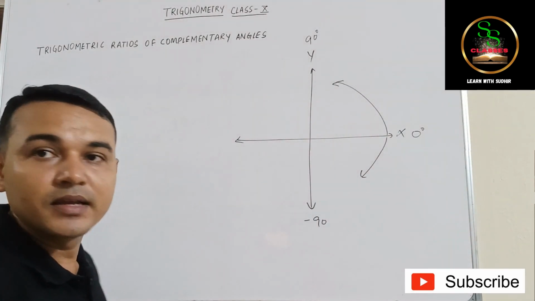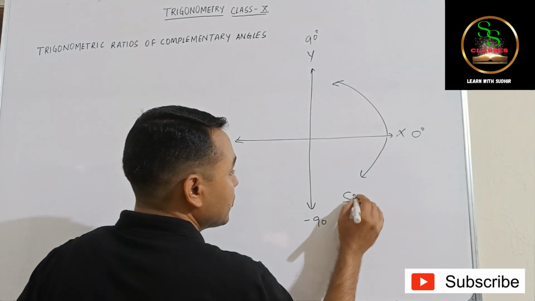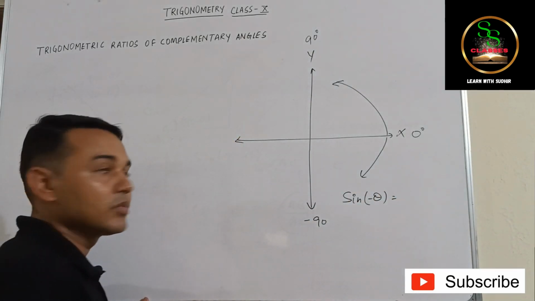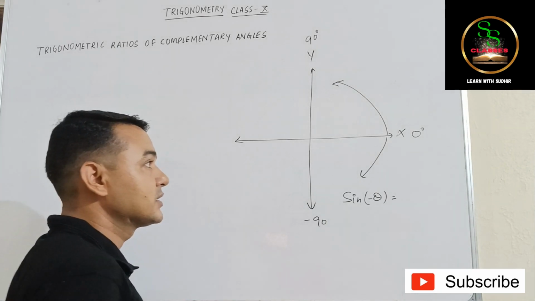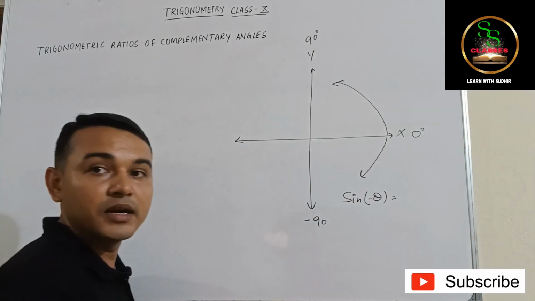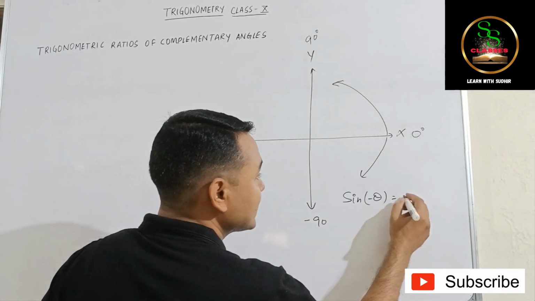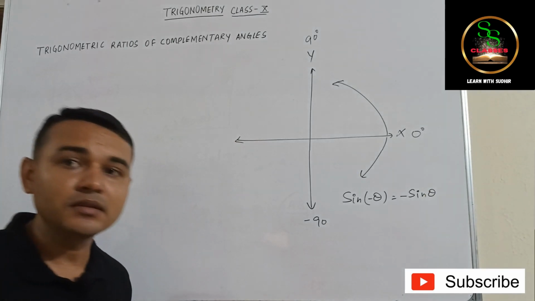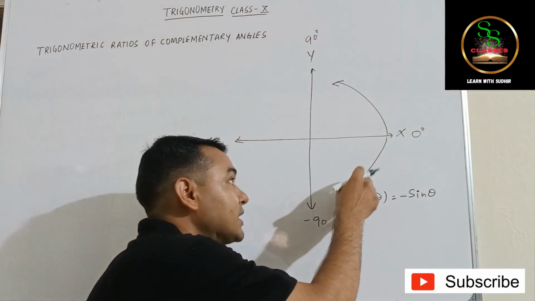Okay. So similarly, in our school, teachers are saying, dear students, you remember these formulas. Sin minus theta. Why? Because we are moving in a clockwise direction. In the clockwise direction, this angle becomes negative. So sin minus theta is what? Minus sin theta. Why is it minus sin theta? Because we are moving in the clockwise direction.